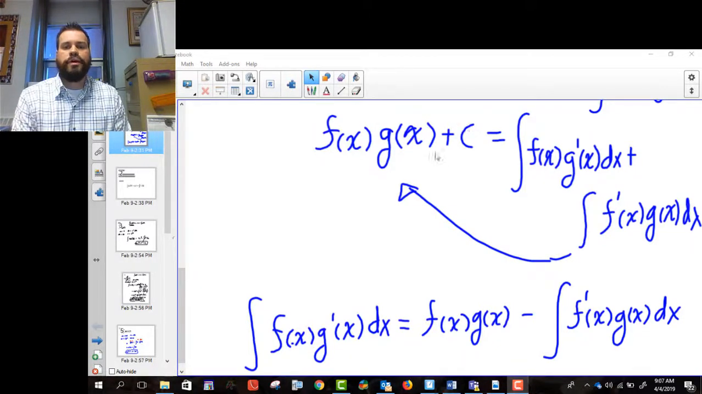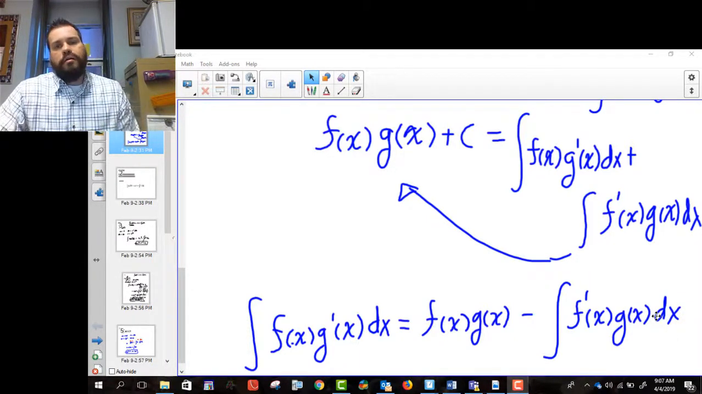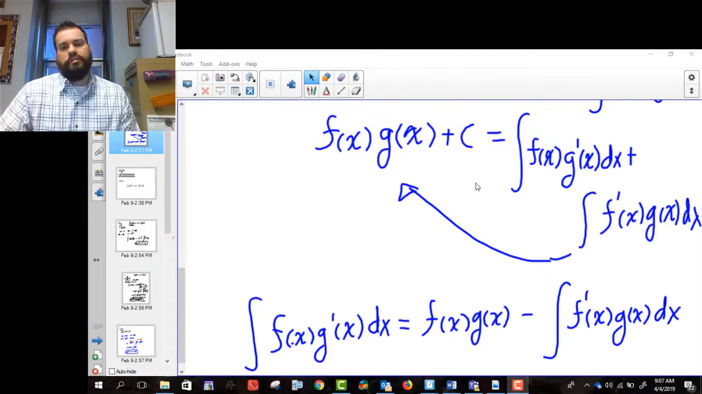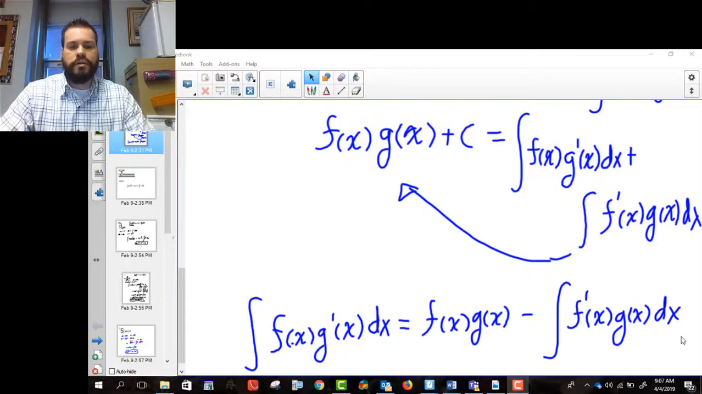And you might be wondering, okay, where did the constant go? Well, it's now part of this integral, because when I integrate this, it's going to give me a plus c, and I can add it to the constant that was from here to just get another constant. So it's swallowed up, for lack of a better term, into this integral.